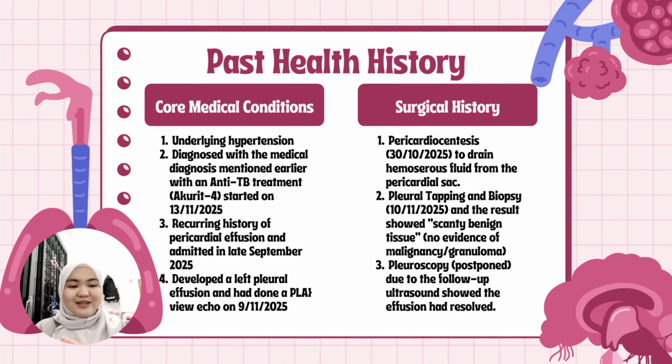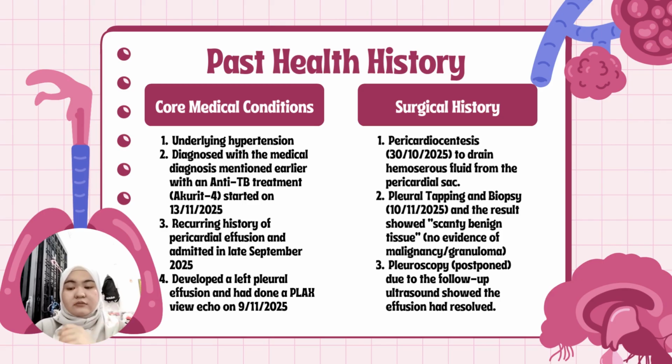Okay, next I will explain about the past health history. This patient has a background of underlying hypertension and was diagnosed with smear-negative extrapulmonary tuberculosis, for which anti-TB therapy Accurate 4 was initiated on 13 November 2025. She has a history of pericardial effusion with a significant episode requiring admission in late September. On 9 November, a Plex view echocardiogram confirmed a left pleural effusion. To manage her condition, she underwent pericardiocentesis on 30 October to drain hemoserous fluid from the pericardial sac.